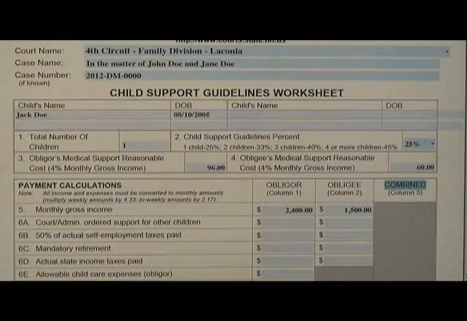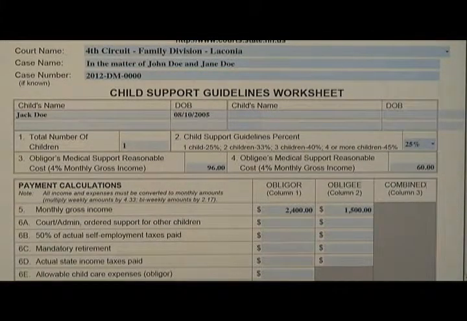We will continue with our mock-up of Jane and John Doe with line item 5, monthly gross income. This is the amount that is made each year or month before taxes and deductions are taken out. In column 1, obligor, John Doe's monthly income is going to be $2,400 for the purpose of this example, and Jane Doe's income for the purpose of this example is going to be $1,500 monthly.